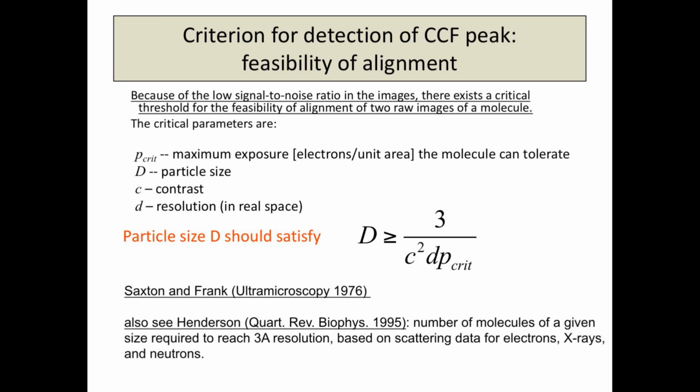Later on, there was a very detailed analysis of these relationships by Richard Henderson, and I recommend you look at this article. Richard estimated the number of molecules of a given size required to reach 3 angstrom resolution based on the scattering data, and he did it for electrons, X-ray, and neutrons. So it's a very comprehensive paper, and it's a very good source of information.